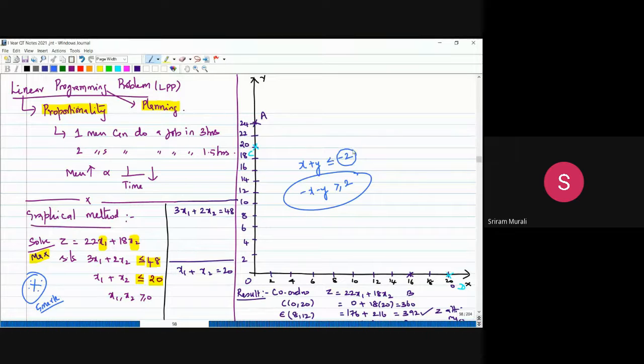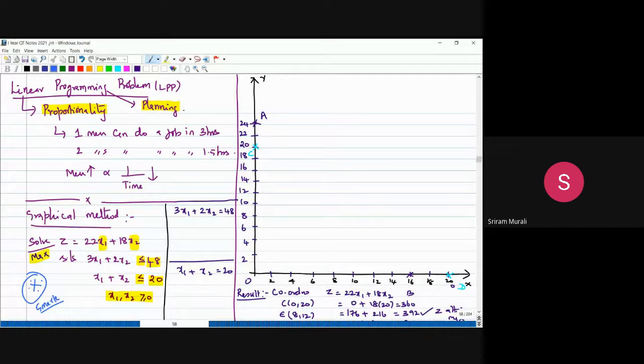If right hand side happens to be negative, then it is not logically correct. You know why? Because right hand side exhibits the availability. So how can availability be negative? That is why. So x1, x2 is more than or equal to 0. This is a non-negative constraint. That is, the number of units we are going to produce should not be negative. It can be 0 or more than 0.